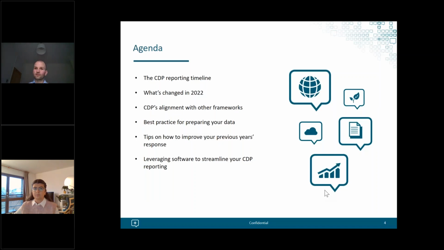In terms of the agenda for today, though, what we'll be looking at is CDP reporting. So Mona shortly will go through the first 3 points here, the CDP reporting timeline, what has changed in 2022, and CDP's alignment with other frameworks. And from there, I'll come back to take you through a bit of best practice for preparing your data, tips on how to improve your previous year's response, and then how we see our clients utilizing and leveraging software to streamline their CDP reporting process.